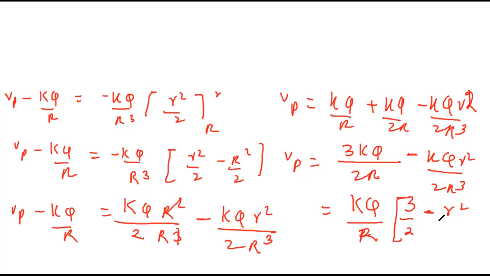r square upon capital R square, 2 times capital R square, KQ by R, 3 by 2 minus r square upon 3 times. देखो, बहुत difficult है याद रखने के लिए.